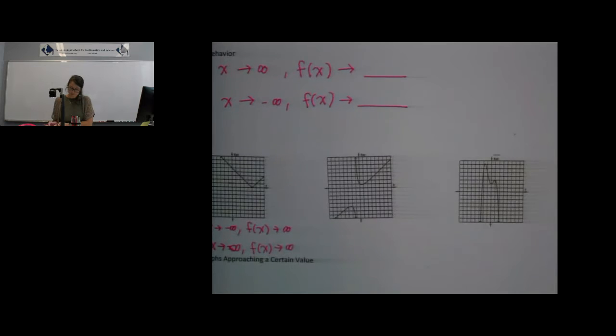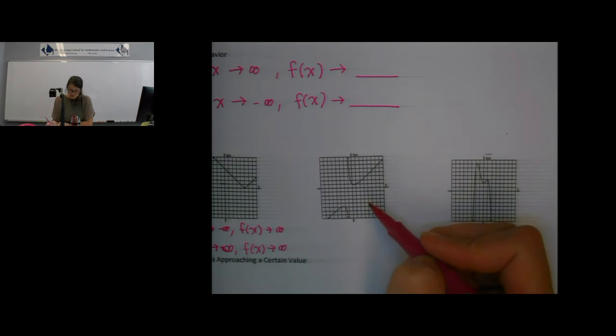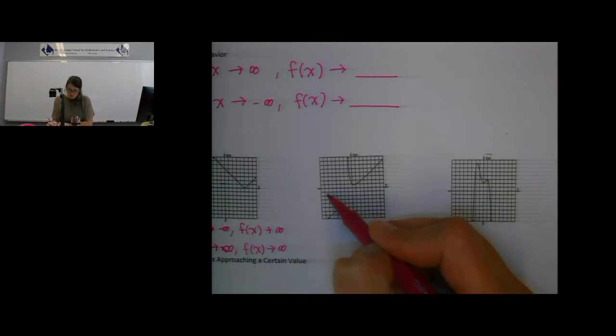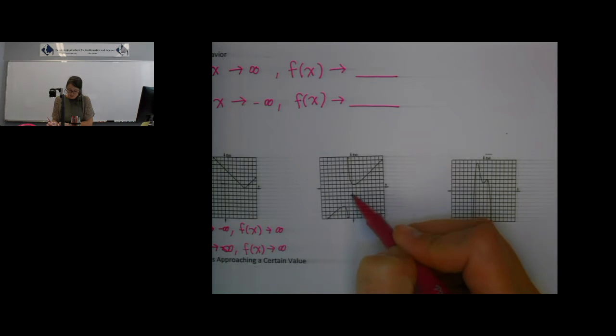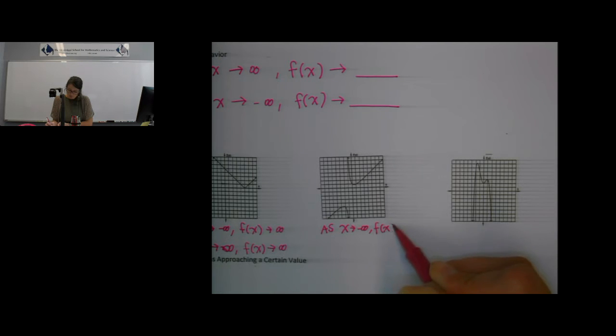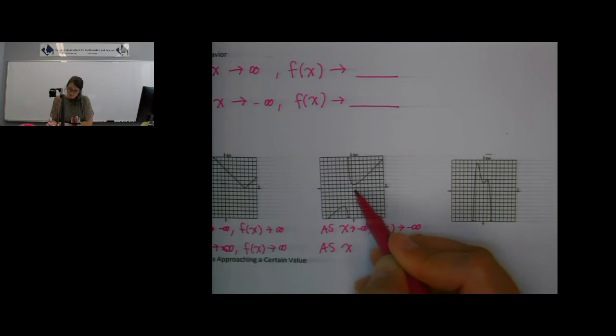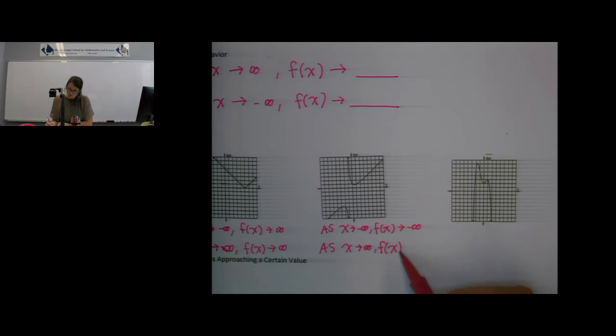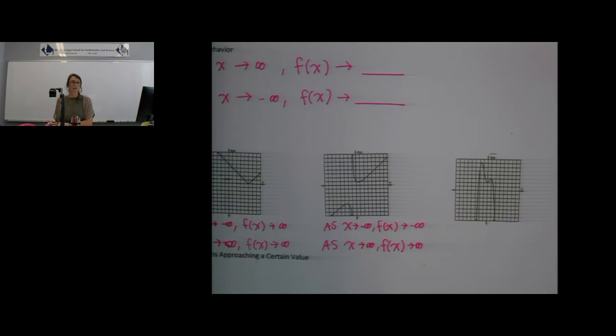Okay, let's look here. I always like to do the negative first. As x approaches negative infinity, f of x is also going to be approaching negative infinity. As x approaches positive infinity, f of x is going up, so it's going to be going in the positive infinity direction.